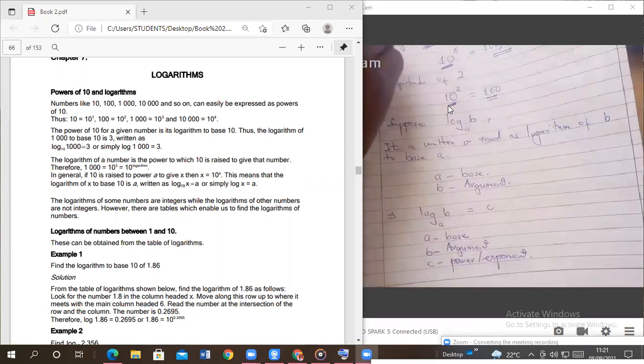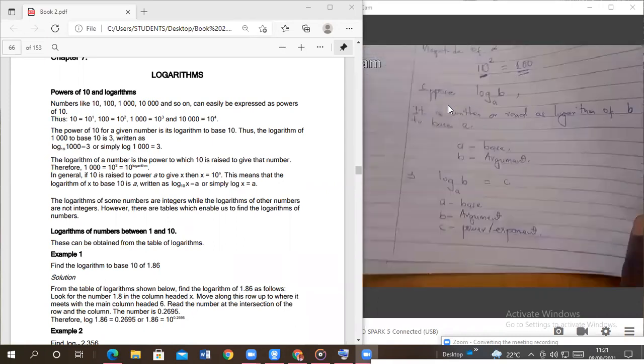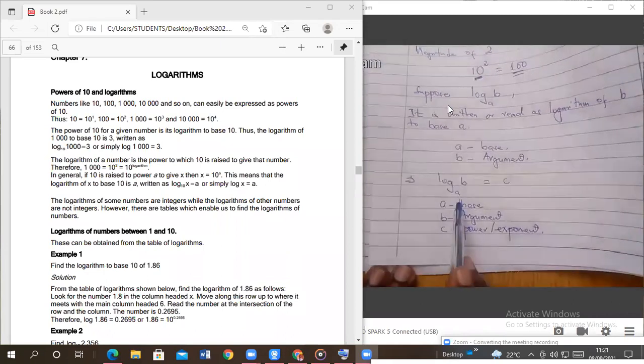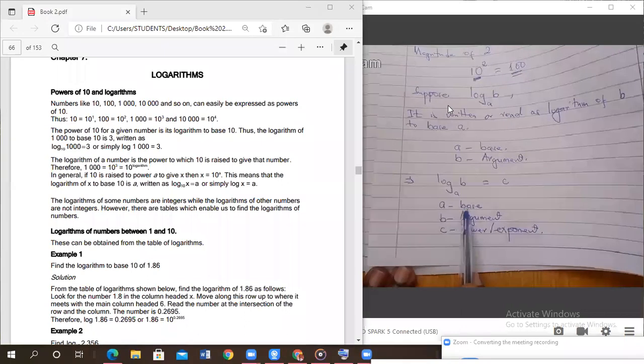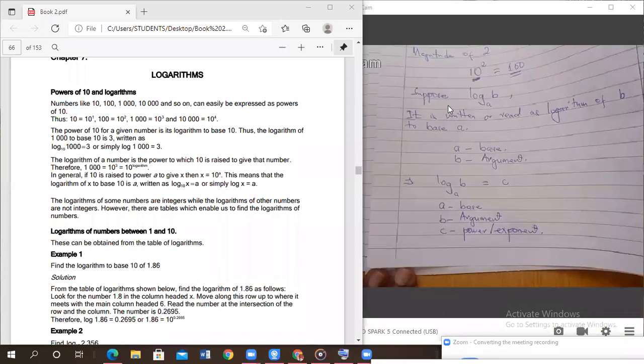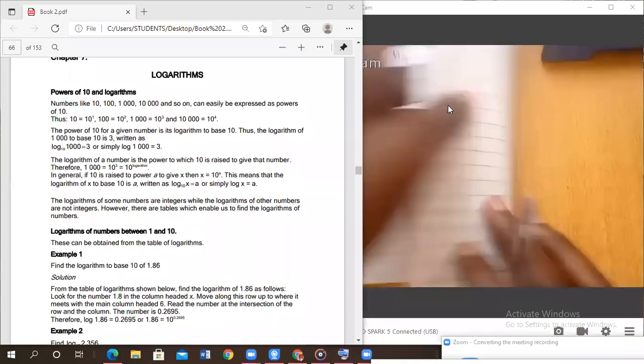Now let's see, how do we express a logarithm? When I write log of b to base a equals c, a is our base, b is called the argument, and c is called the power, or the exponent. Now, what do we mean by that?